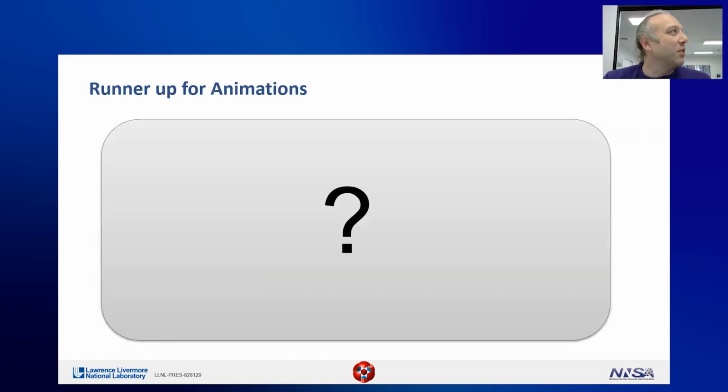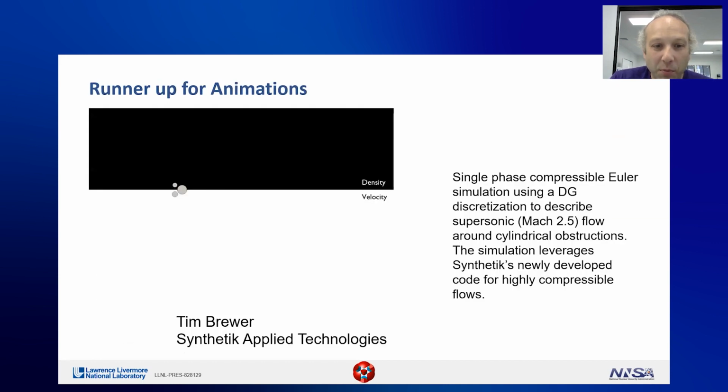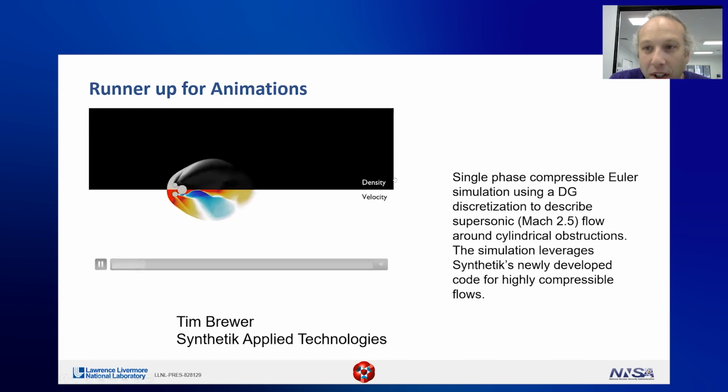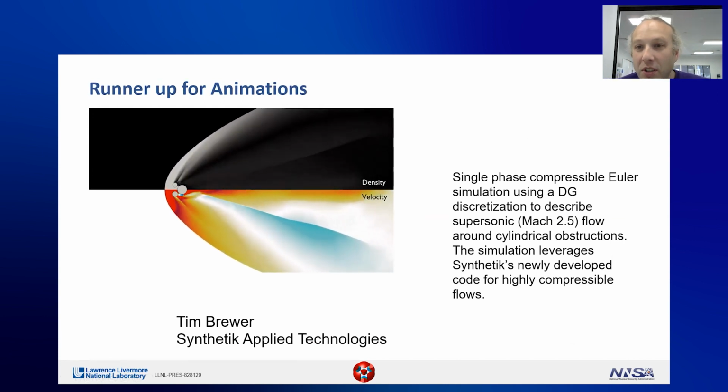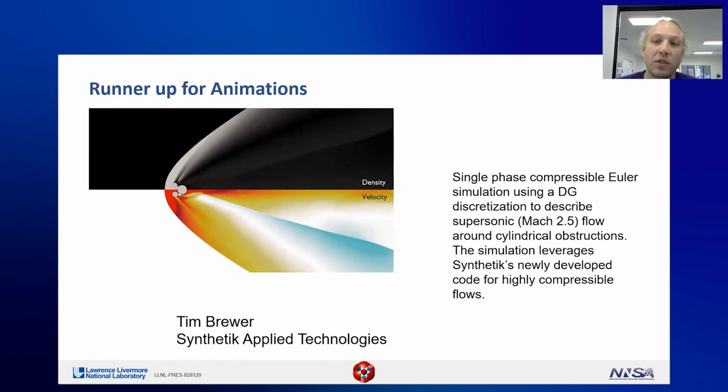Okay, and we've got the runner-up for animations. It was Tim Brewer from Synthetic Applied Technologies. Let me go ahead and play this so you can see it. You saw some of this in the talk before. So this is a single phase compressible Euler simulation using DG discretization to describe supersonic, Mach 2.5 flow around cylindrical obstructions. The simulation leverages Synthetic's newly developed code for highly compressible flows.